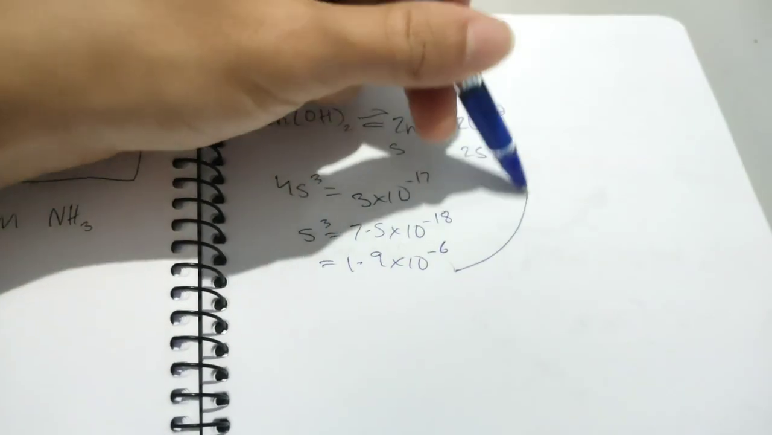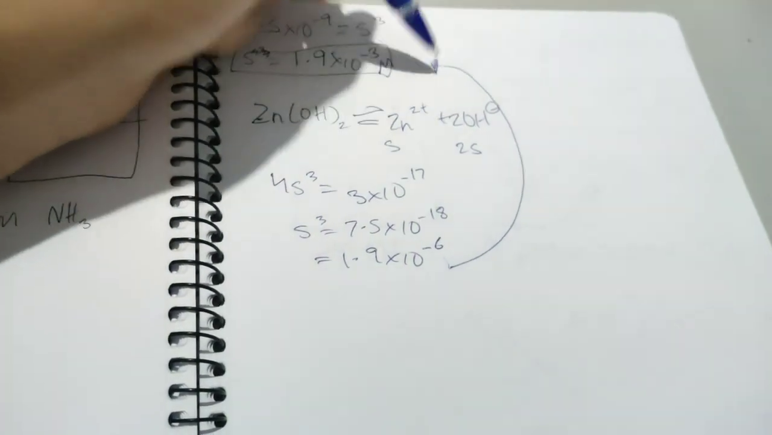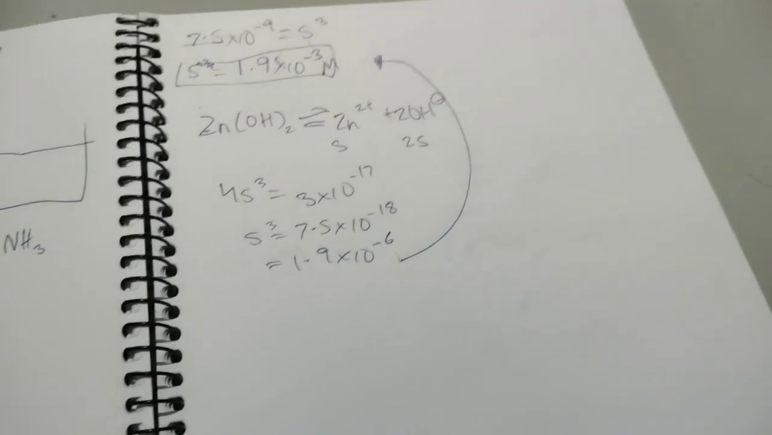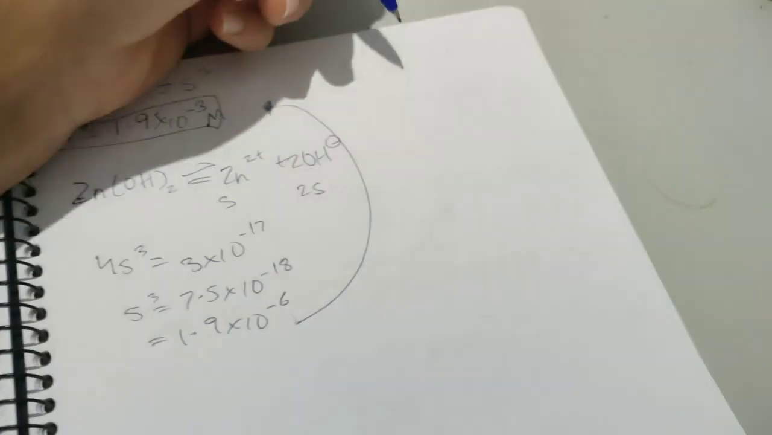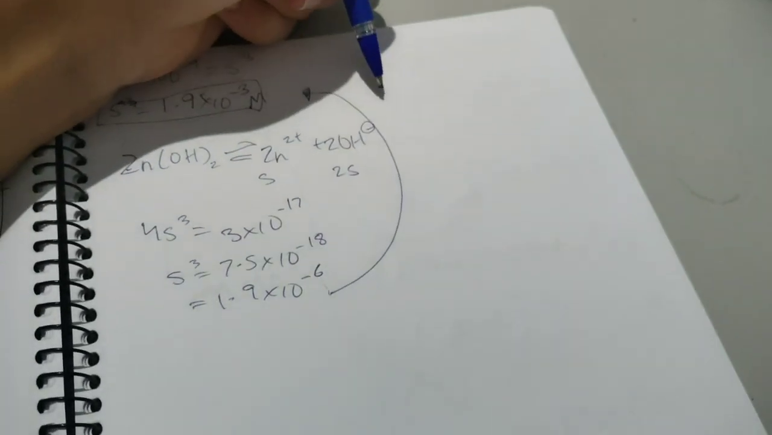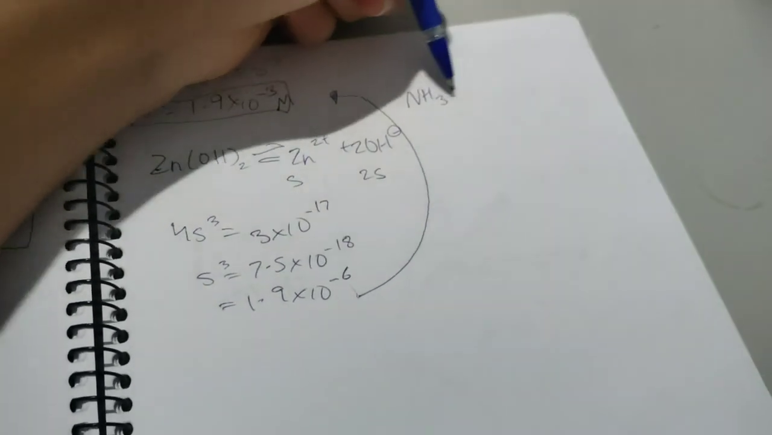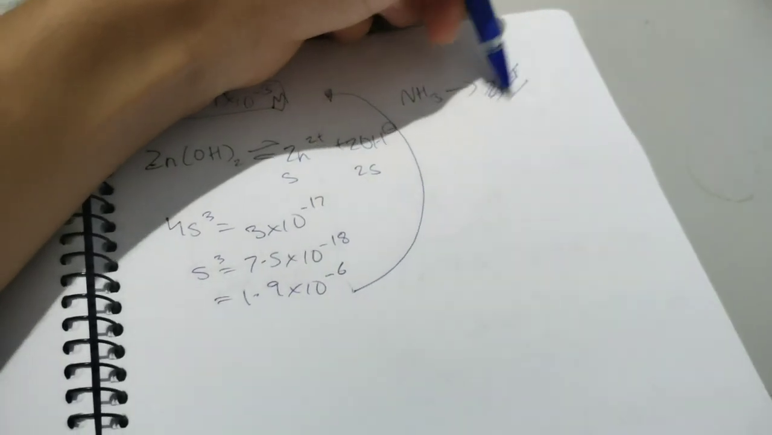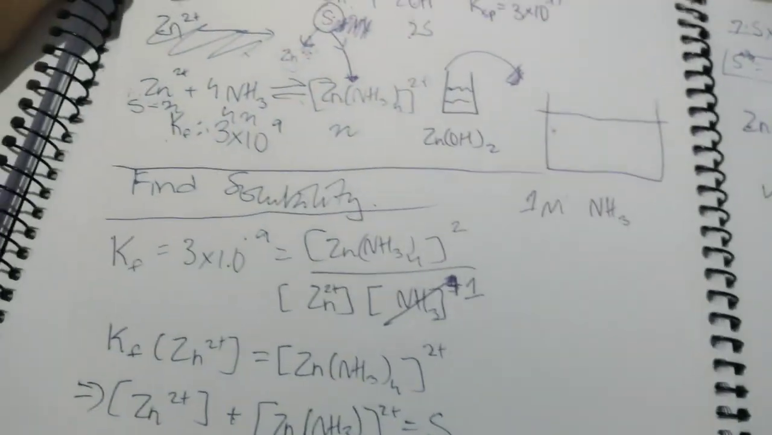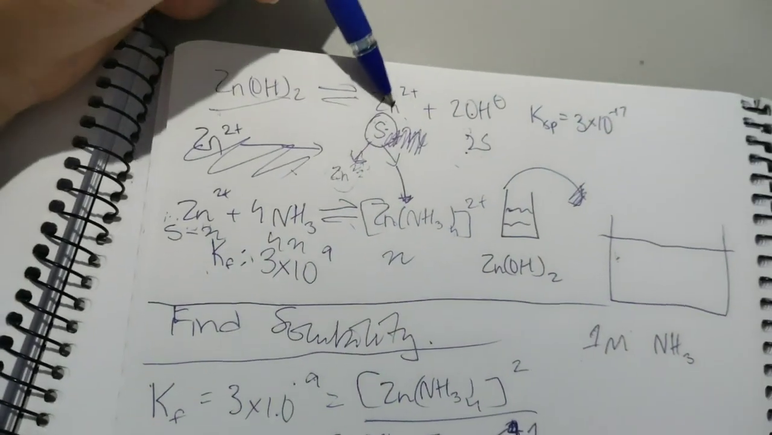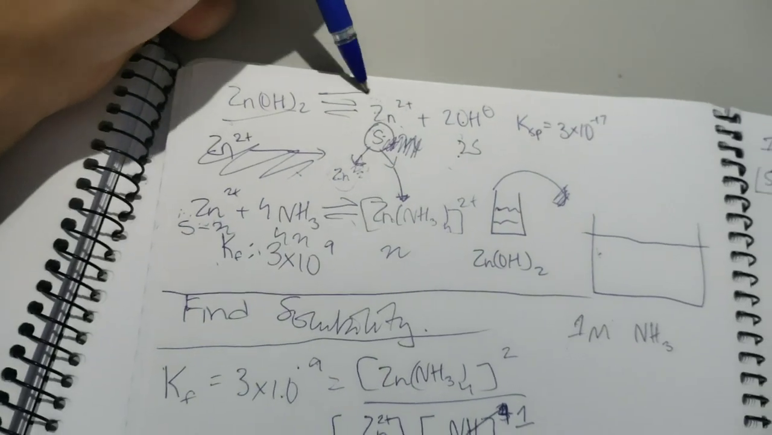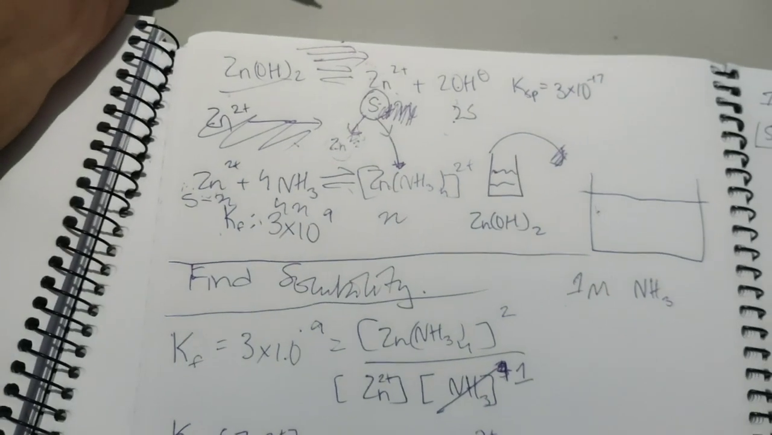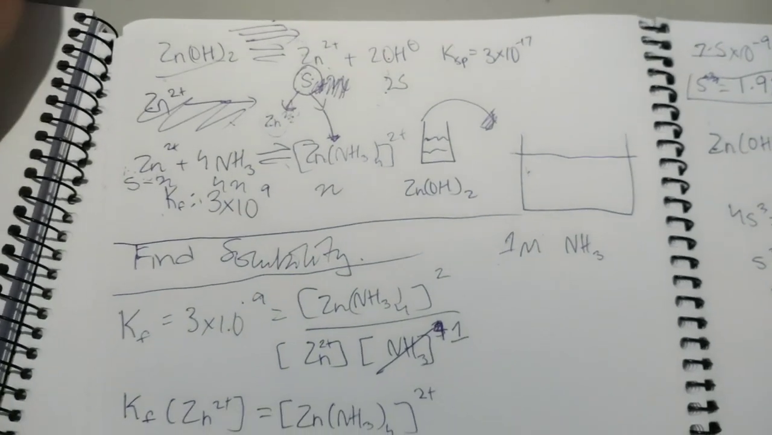So if you see the answer, the solubility has increased about 1,000 times. This goes to show that by adding ammonia, it basically attacked your Zn2+ concentration, and by reducing your Zn2+ concentration, it pushes the equilibrium in the forward direction by 1,000 times, hence increasing the solubility.